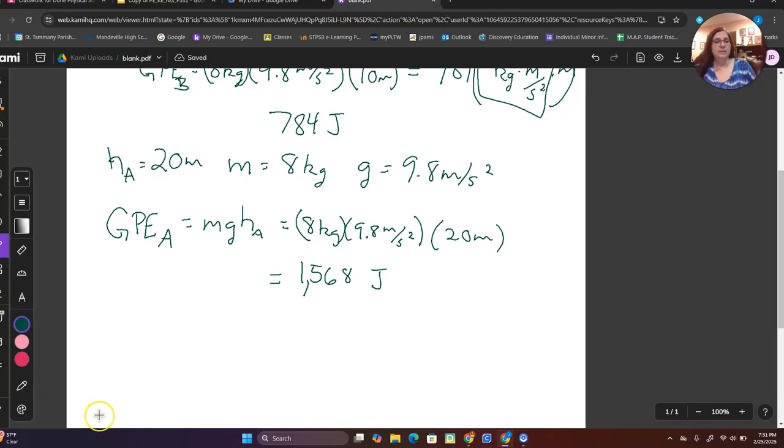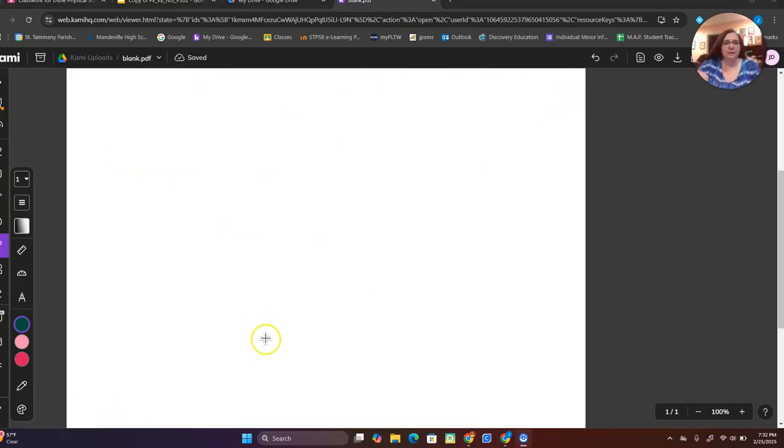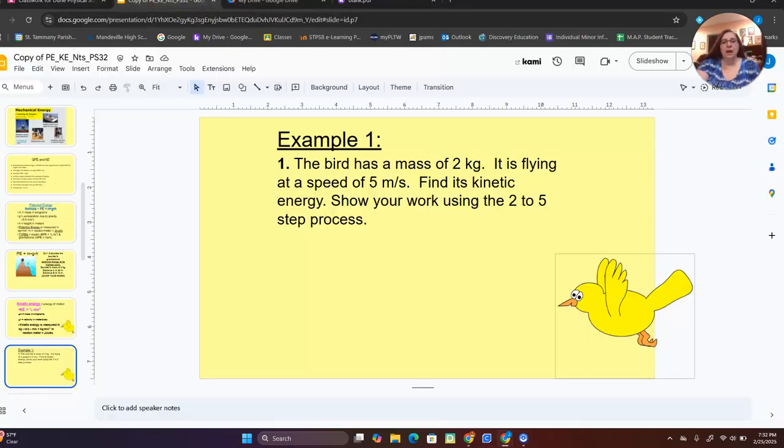All right, next we're going to look at kinetic energy. Our next example is going to be an example of using the kinetic energy equation. So in this first example, we have a bird. The bird has a mass of 2 kilograms, and it's flying with a speed of 5 meters per second.